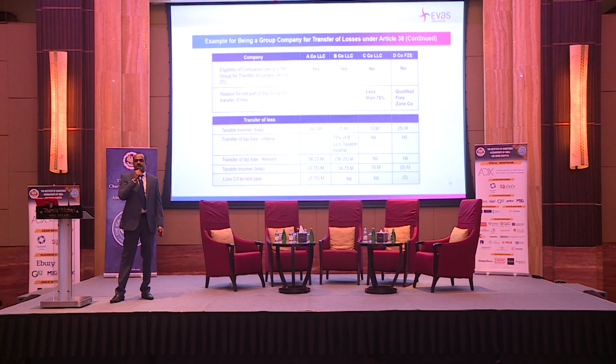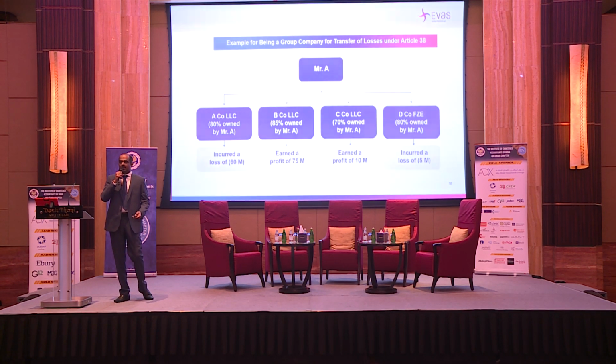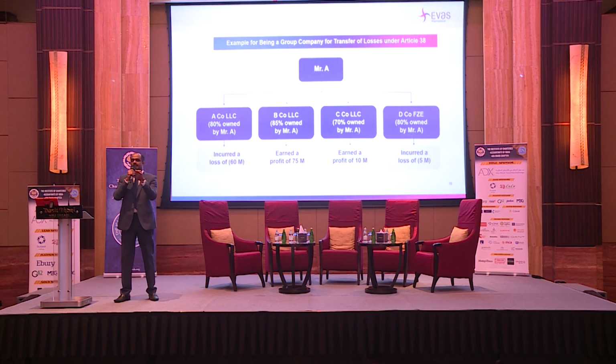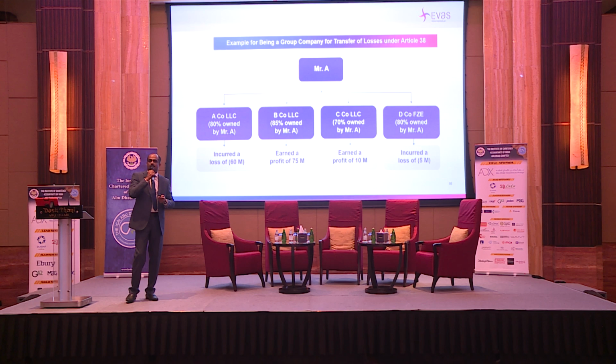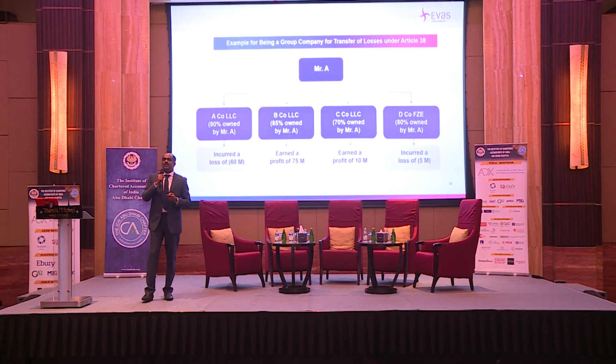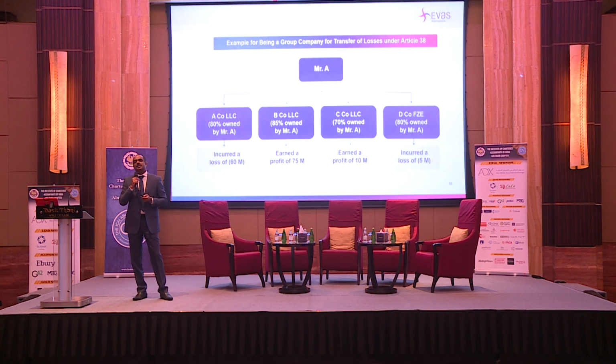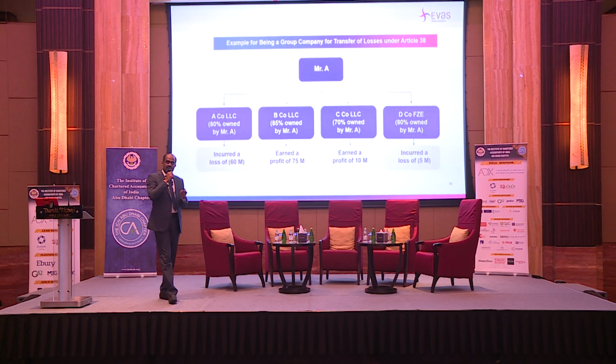So who are the persons eligible for transfer of tax losses? If you look at it, Mr. A has a shareholding of 80% in A company LLC, so A company LLC is one person, and B company LLC is also one, as Mr. A has a shareholding of 85%. But in the case of C company, Mr. A has only 70% shareholding, so C company will not be part of a qualifying group, or part of a group for the purpose of transfer of tax losses. Also, D company FZD, even though it is 80% owned by Mr. A, is assumed to be a qualifying free zone person, so it will also not be part of a qualifying group for the purpose of relief or transfer of tax losses.